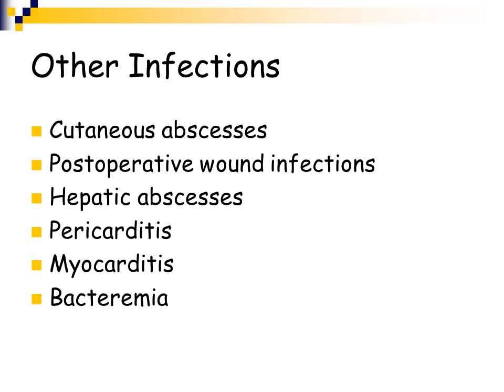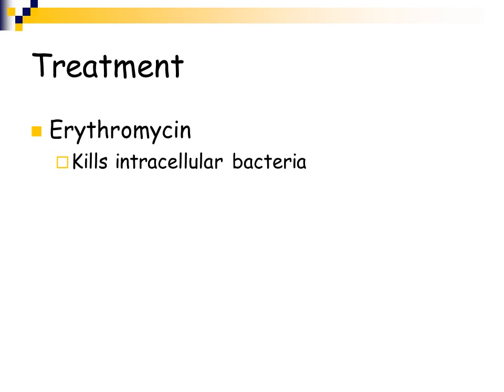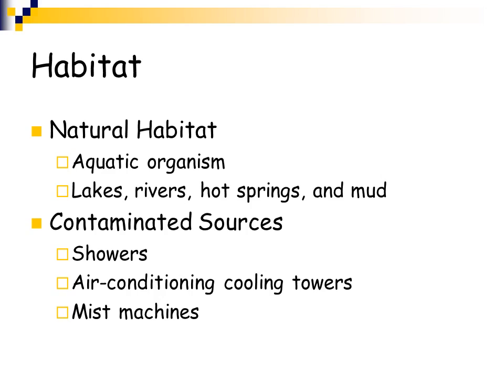Other infections that Legionella can cause include abscesses, postoperative wound infections, hepatic or liver abscesses, pericarditis or inflammation around the heart, myocarditis, and bacteremia if it gets into the bloodstream. The organism can be treated with erythromycin, and erythromycin is good because it can get inside of the host cells to kill the bacteria.